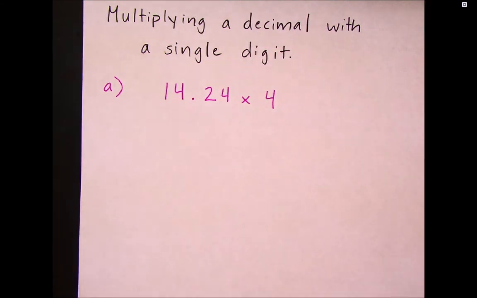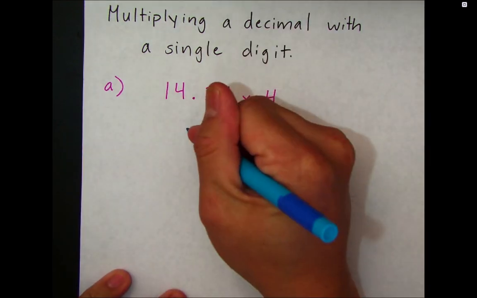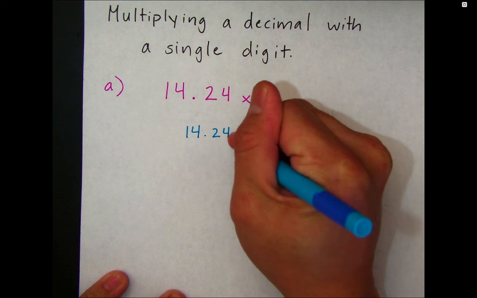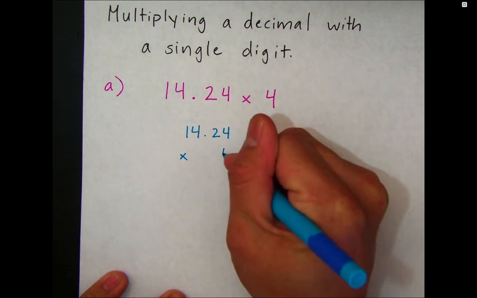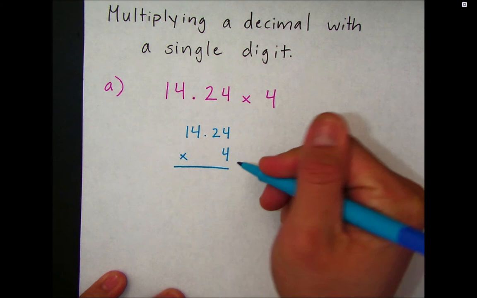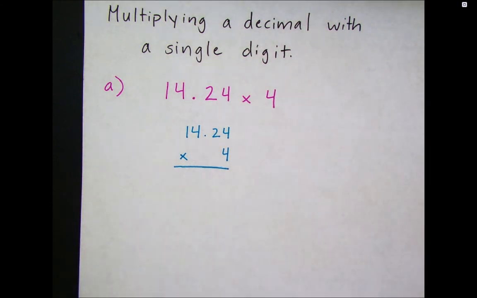Okay, in this screencast we're going to be looking at how to multiply a decimal with a single digit number. One of the first things I like to do is to line up my decimals vertically so that it's a little bit easier for me to multiply. Okay, so let me go ahead and do that. 14.24 times 4.